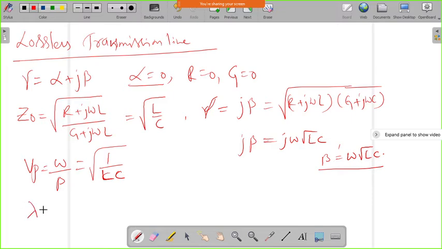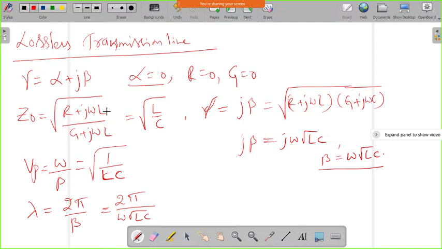And also we can substitute lambda equal to 2 pi by beta. If you substitute beta, that is 2 pi by omega into root LC. Again you can substitute omega equal to 2 pi into f. So the 2 pi will get cancelled, and you will get 1 by f into root LC. That also you can write. Okay, so these are some basic parameters for the lossless transmission line.